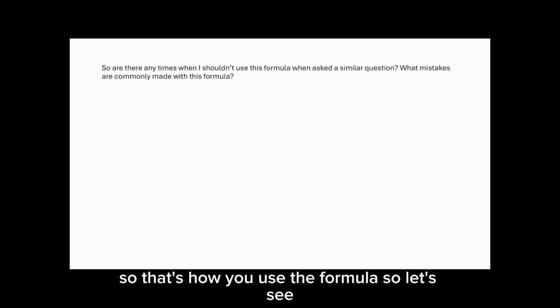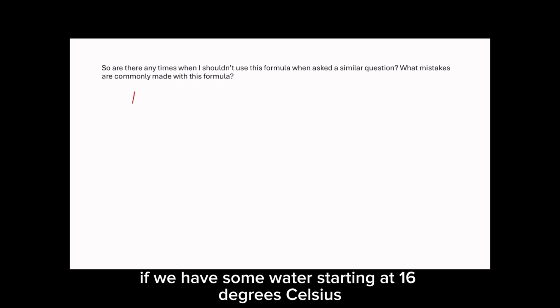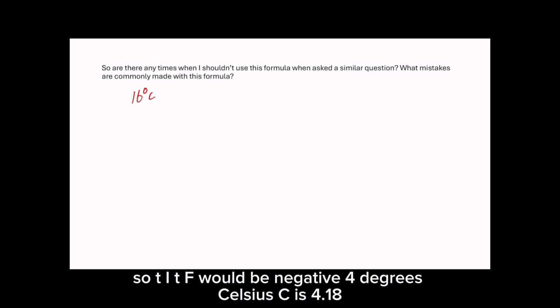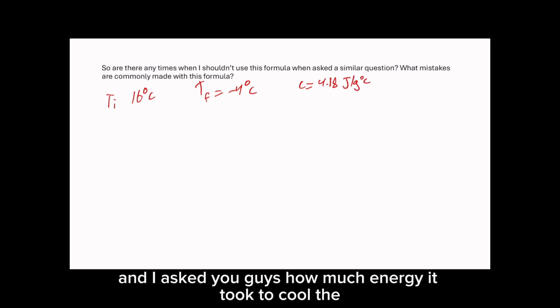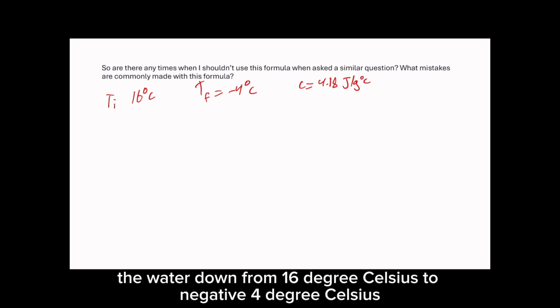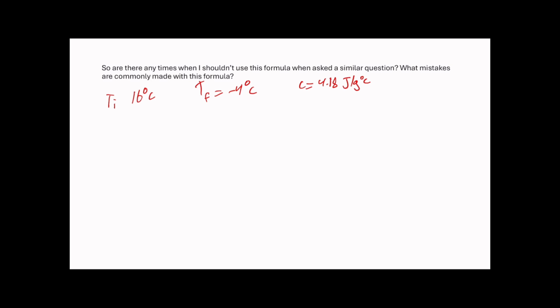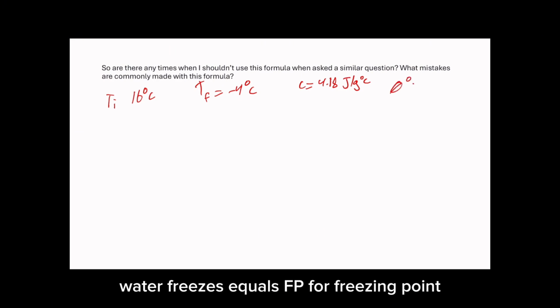So let's see when we shouldn't use this formula. So if I were to ask you to solve the question, if we have some water starting at 16 degrees Celsius, so TF would be -4 degrees Celsius. C is 4.18 joule per gram degree Celsius. And I asked you guys how much energy it took to cool the water down from 16 degrees Celsius to -4 degrees Celsius. And we all know that at 0 degrees Celsius, water freezes, equals FP for freezing point.